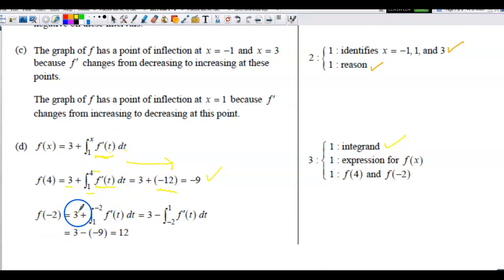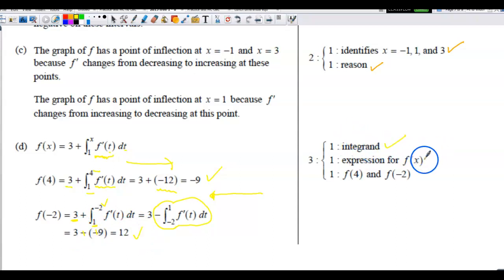For f of negative 2, we start with the 3 units of area that are given. We start at our initial x value. We start at negative 2. Now this time, from 1 to negative 2, we're traveling in the opposite direction. So even though that area is below the x-axis, we're going to treat it as a positive. They decided to reverse their bounds here and negate, which is the same thing, and it does not matter. You don't have to reverse the bounds and negate if you understand that you're going to make that area a positive, and you get 12 as your answer.